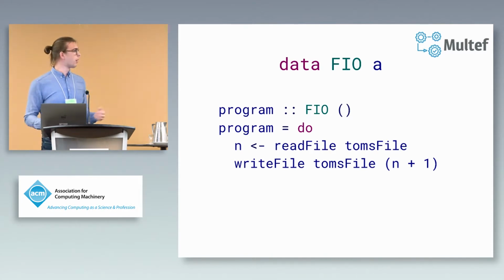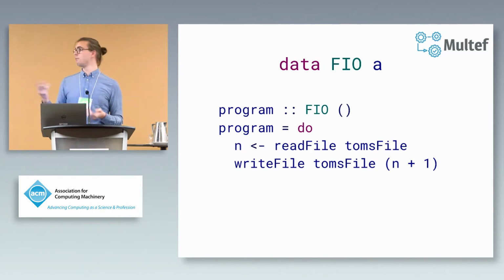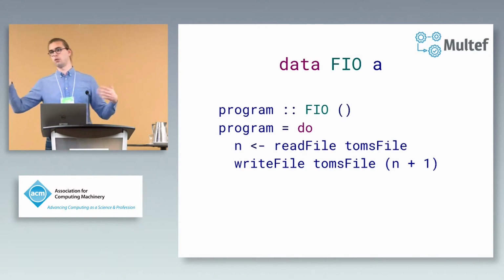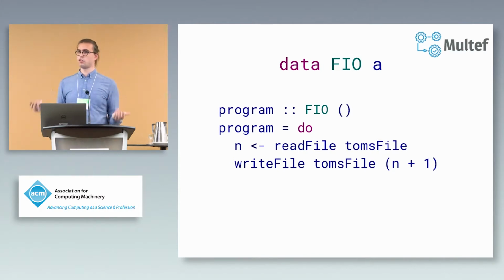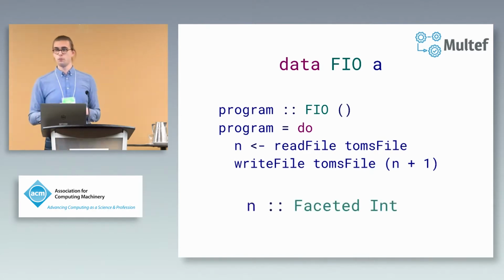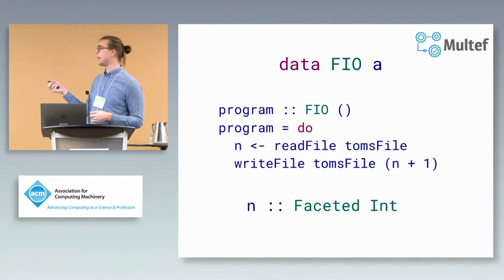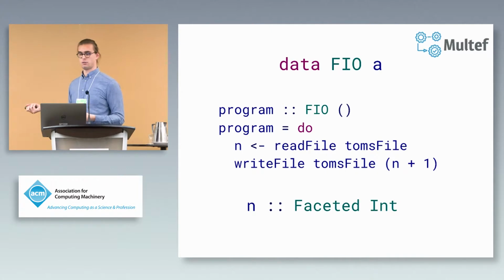We've got a very simple program. We read a file, Tom's file. We write back to Tom's file just the value that was in the file plus 1, assuming there's an integer in the file. Okay. So this is a straight line program. There's no branching control flow, nothing interesting going on. But still, we're going to have that n here is a faceted integer. Okay? So what's going to go on?